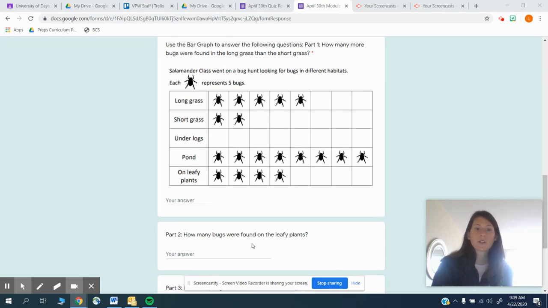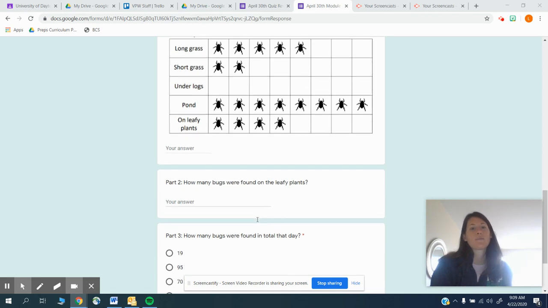Part 2, how many bugs were found on the leafy plants? All you have to do is count the leafy plants. Now think to yourself, am I going to count like this? 1, 2, 3, 4. Okay, 4 bugs. No, because the key says that each bug represents 5 bugs. So you would count by 5s. 5, 10, 15, 20. So 20 bugs on the leafy plants.